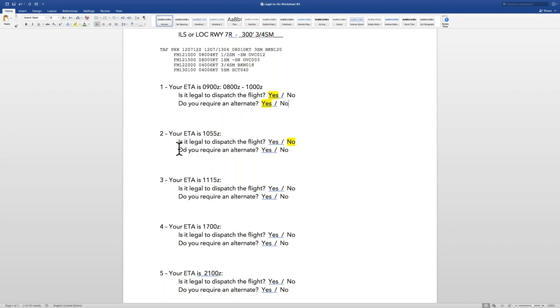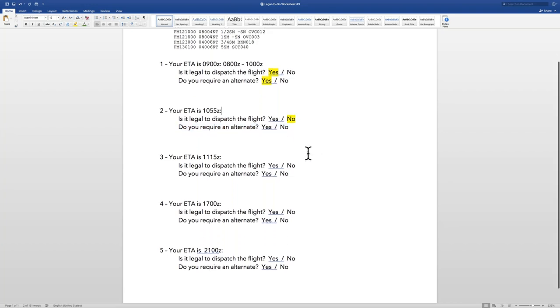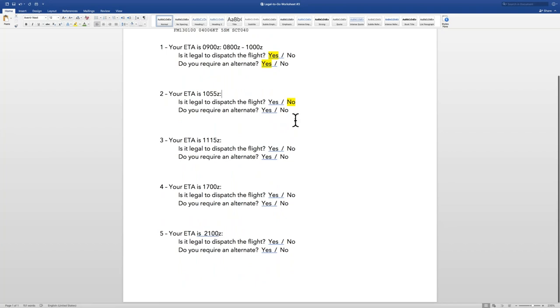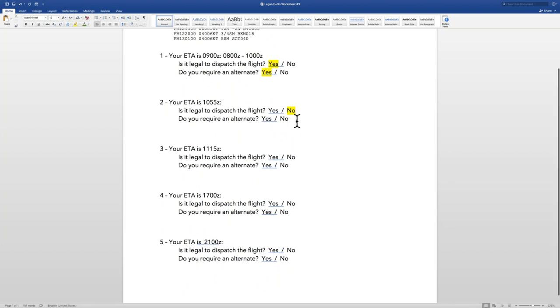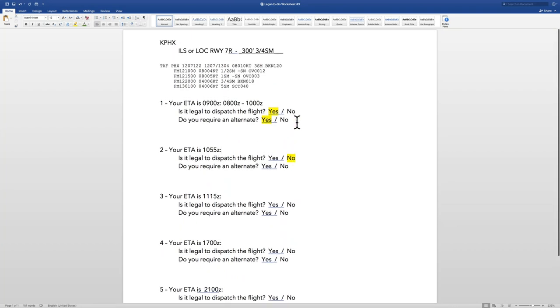Mm-hmm. All right. So do we even care about this? Do we require an alternate? No, we do not. Well, no, we don't, because we're not dispatching the flight. Right. So if we were to delay out this flight, when would be the next possible time that we could legally dispatch? It would be delayed until 1500. Right, until our ETA, our estimated time of arrival, fell after the 1500 Z. Good.